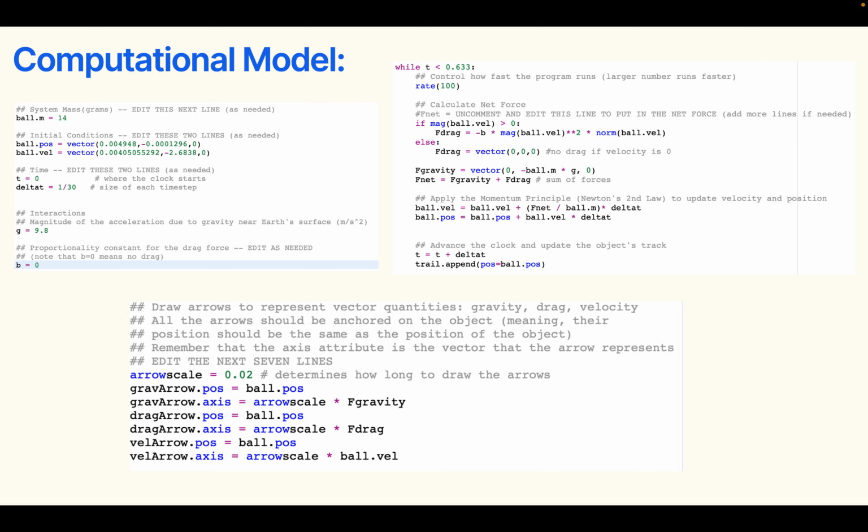Then this is the drag equation put into code, as well as the gravity vector, which was our earlier vector of <0, -mg, 0>. We can calculate Fnet using F gravity and F drag, and we can use previous code of calculating ball velocity and position using Newton's second law. Below all of that is the code to generate the arrows for gravity and drag.